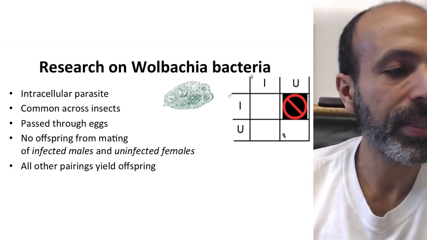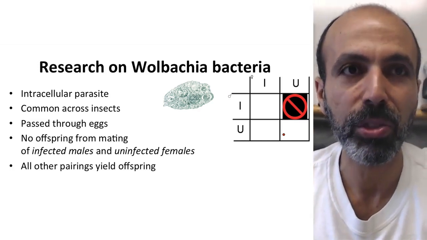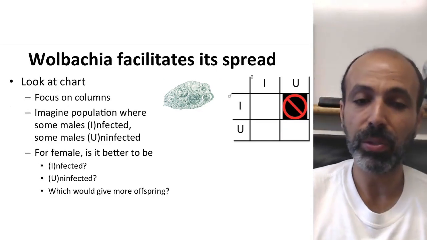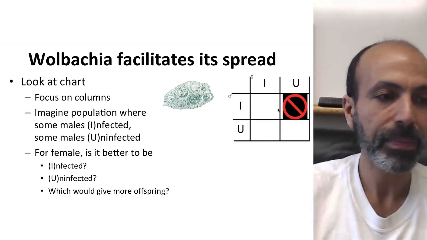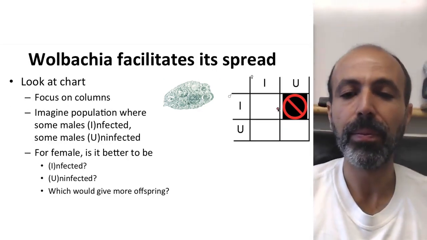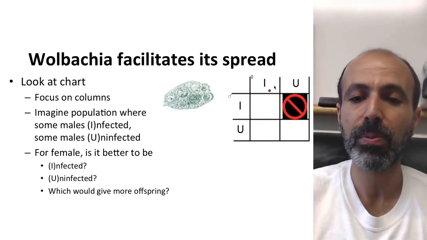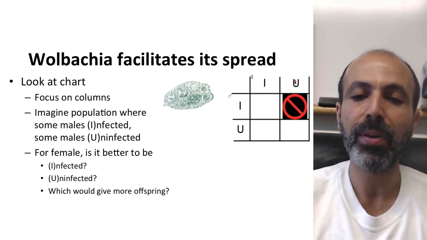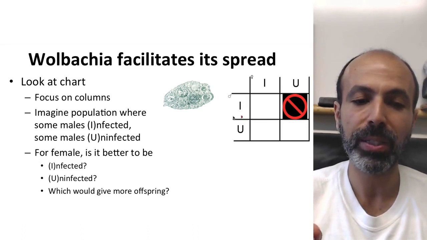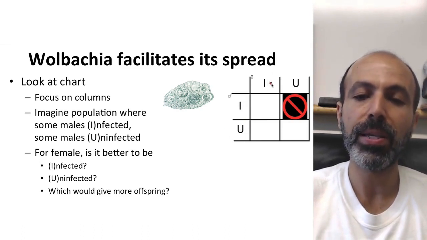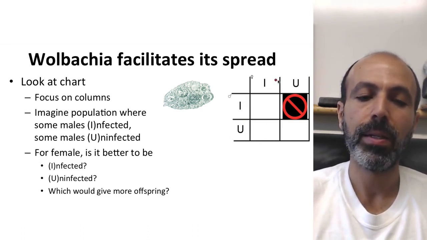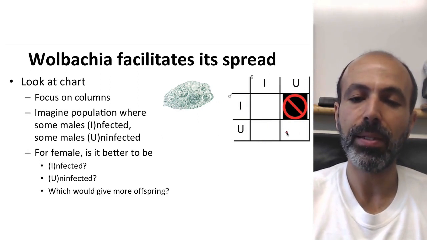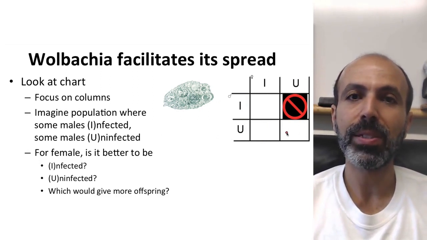So let's think about what this does. This creates a very interesting evolutionary dynamic. Looking at this chart, let's focus on the columns here. If you imagine some of the females in the population are infected and some are uninfected, and some of the males in the population are infected and some are uninfected, is it better as a female to be infected, or is it better to be uninfected? Think about that for just a second and try this quick question.